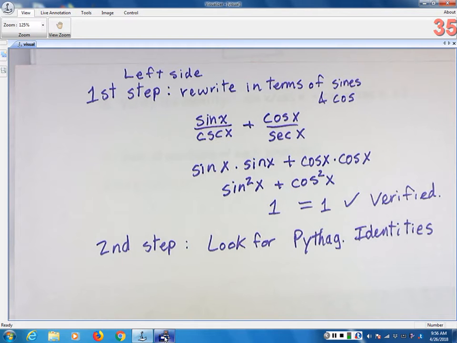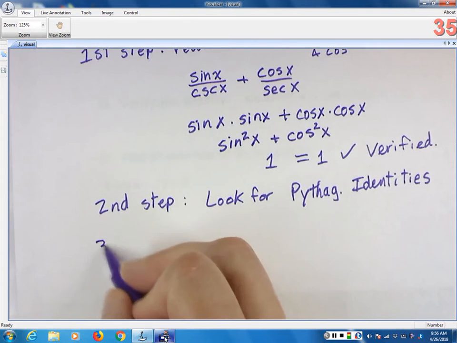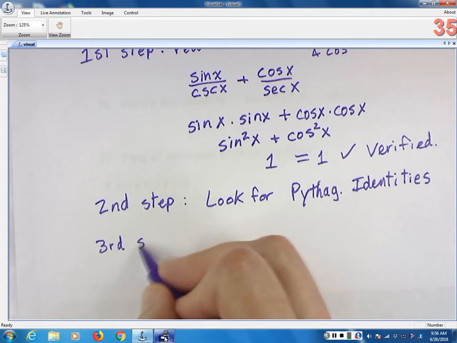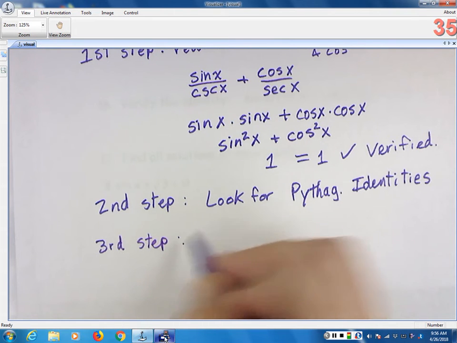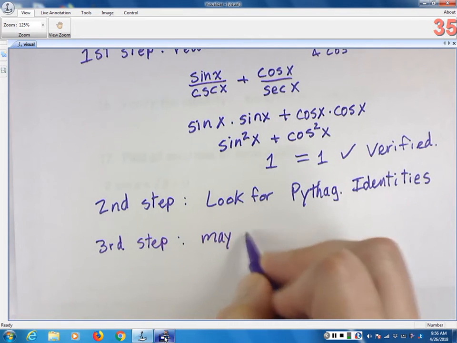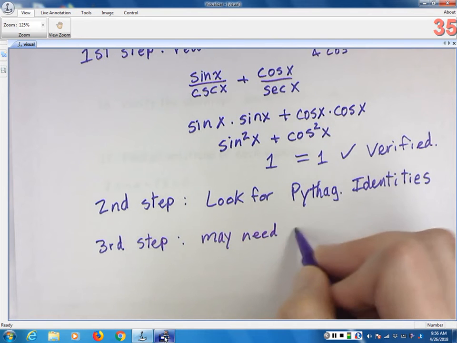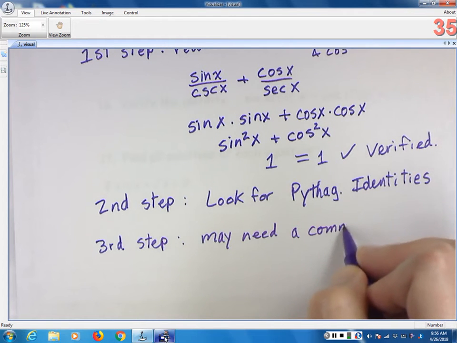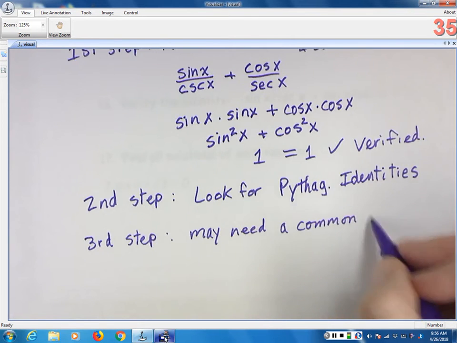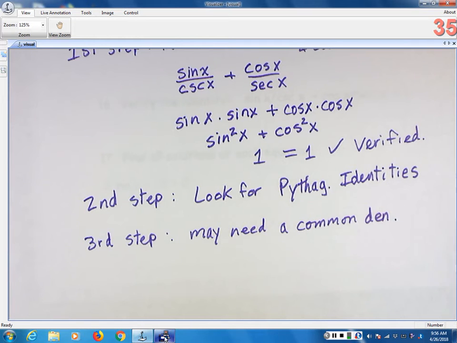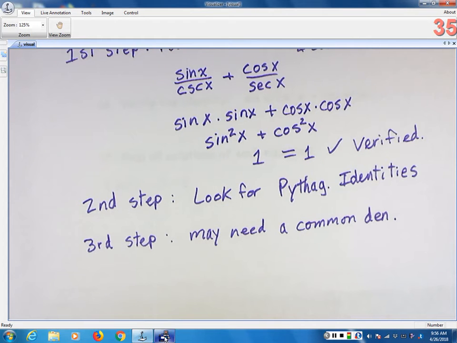Okay, so the identities are similar to what you've had in the past on the final, but the other thing, third, is sometimes you may need a common denominator. So you gotta need a common denominator. And you may need to manipulate that. And those are harder, but these are definitely doable.